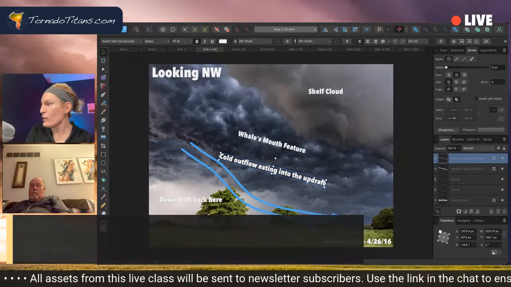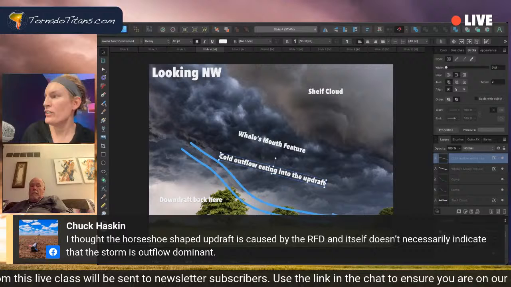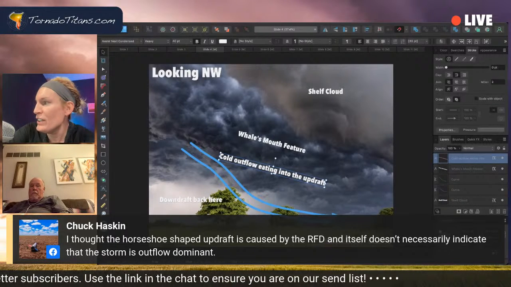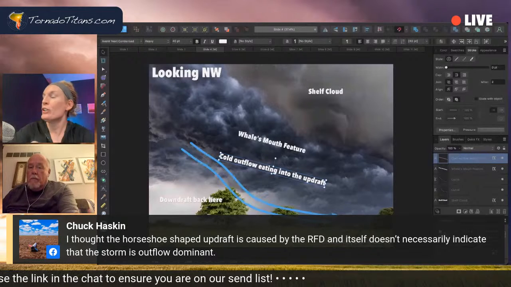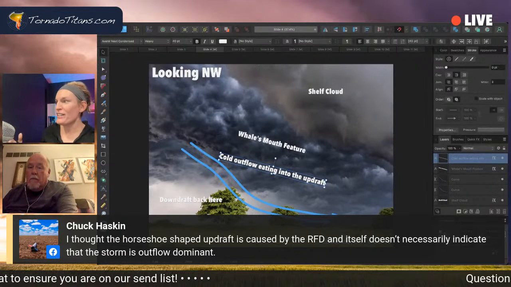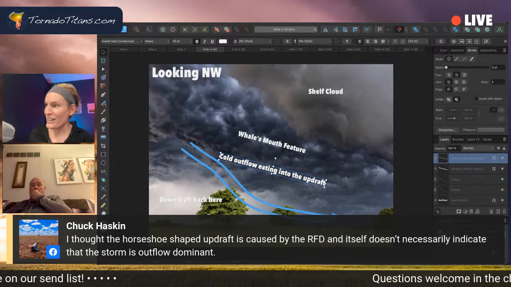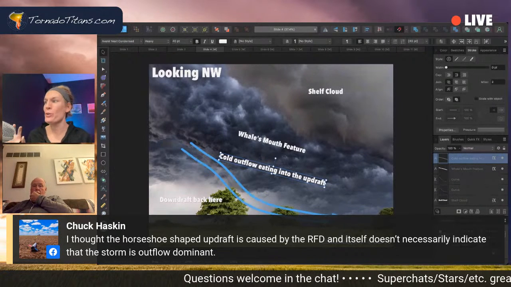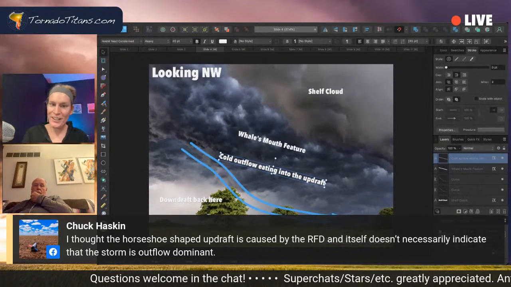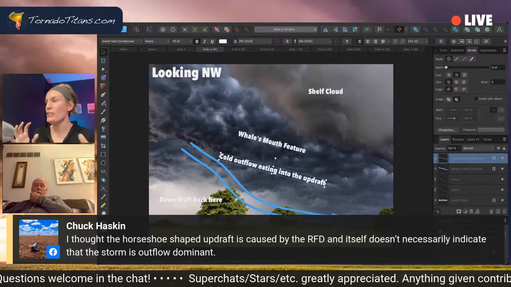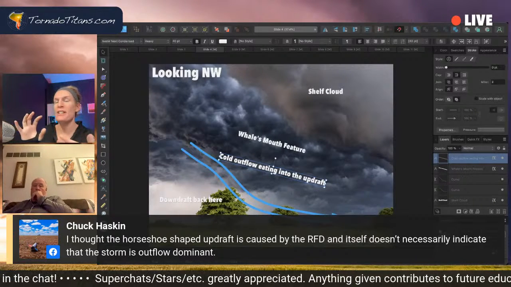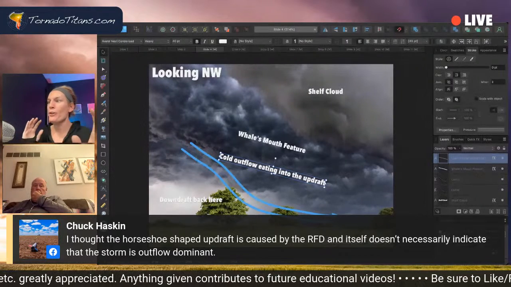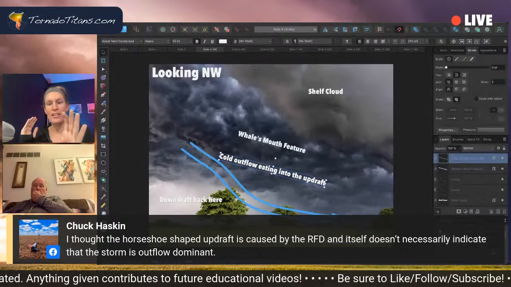And Chuck has a great question, Gene. He said, I thought the horseshoe-shaped updraft is caused by the RFD and itself doesn't necessarily indicate that the storm is outflow dominant. You're right, Chuck. That's the exception to the rule, but it's still technically outflow causing the horseshoe shape, just on a smaller scale, as the storm is actually wrapping in inflow as well. And that same dynamic is something you see play out with the QLCS too, where you have a strong push of outflow that pushes the storm out, and then you have the inflow coming in.